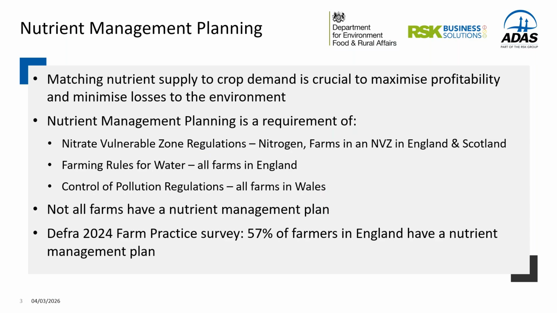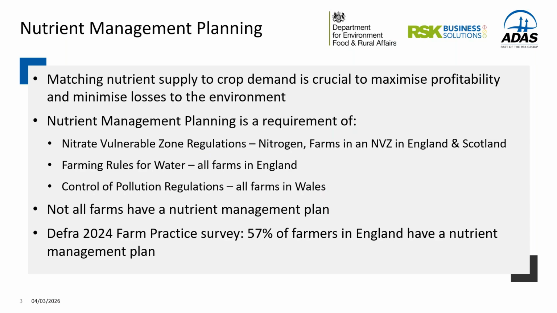In England, the Farm Practice Survey asked questions of farmers on their nutrient management planning. And the survey found in 2024 that 57% of farms had a nutrient management plan. And if you look back, this figure has remained largely unchanged in recent years, and at a similar level to that seen in 2011 when the question on nutrient management planning was first asked. So it is important that we do provide tools and support to farmers to help them with their nutrient management planning.